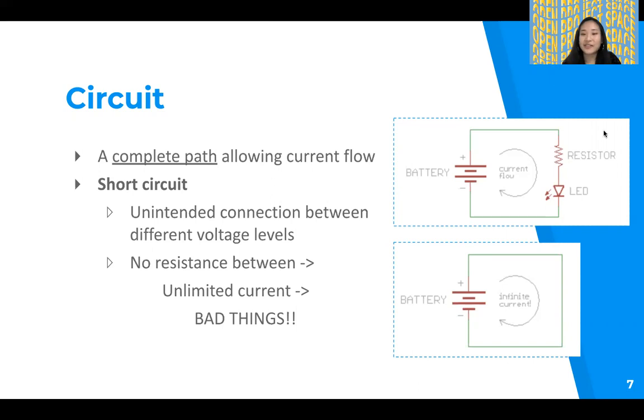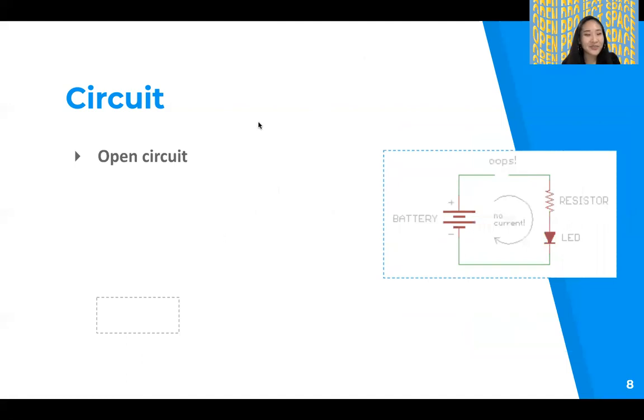What shorting means is you're creating an unintended connection between a component and 2 different voltage levels. For example, in the lower right-hand corner, we have a battery that's just connected across its terminals, and we say we've shorted the battery. The thing about shorting is if there's no resistance between the 2 different voltage levels, that theoretically leads to unlimited current, and that could result in bad things. If you short your battery, it just will not be pretty. Don't do it.